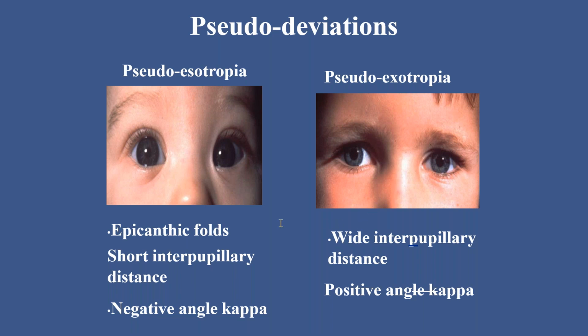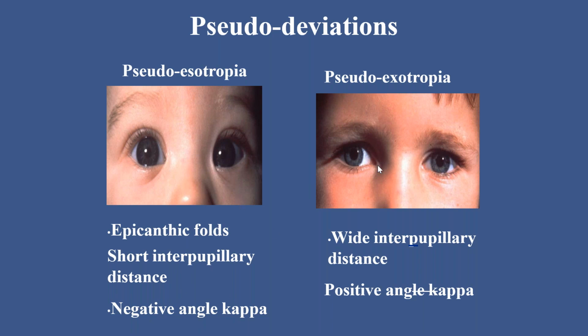Yeah, Adarsh, Anukriti, Nikhil, Saksham, all of you are right. It is the angle between the pupillary and the visual axis, correct? All right. So patients who have a negative angle kappa may present as a pseudo-esotropia.